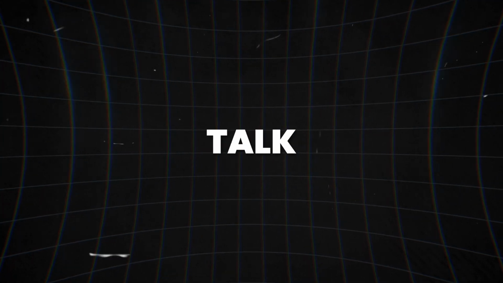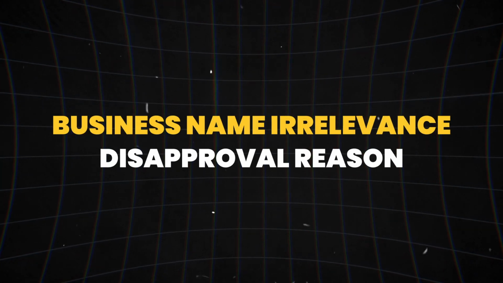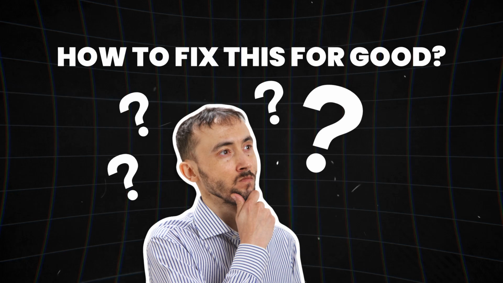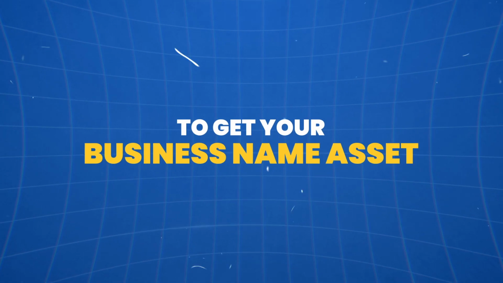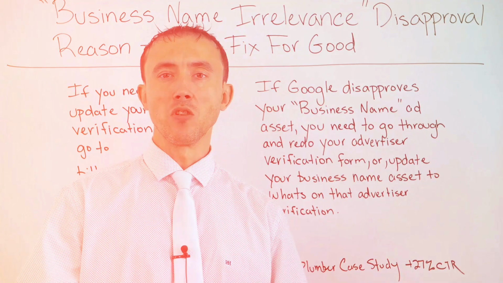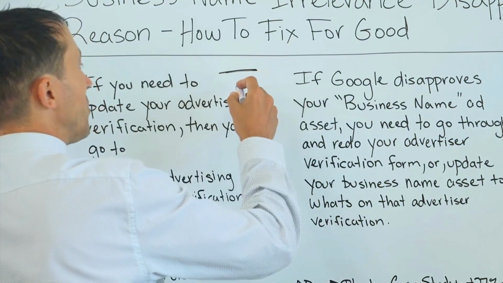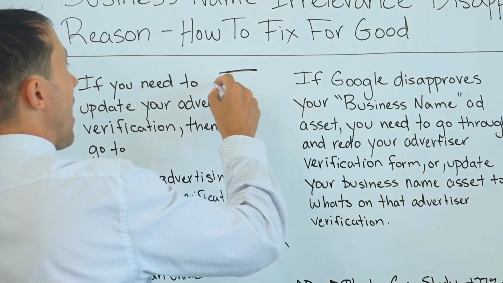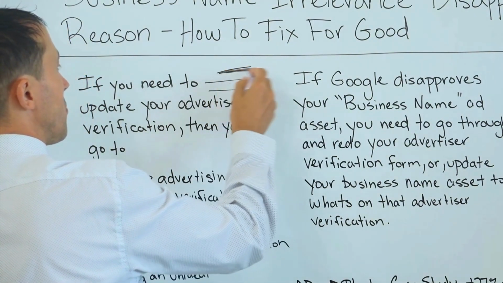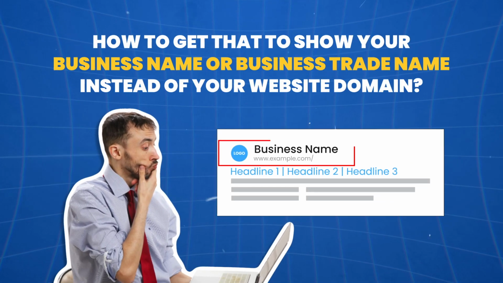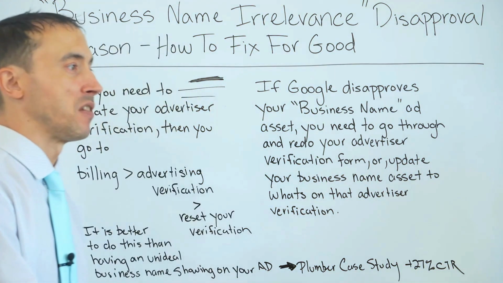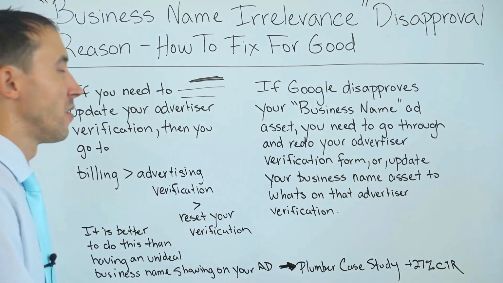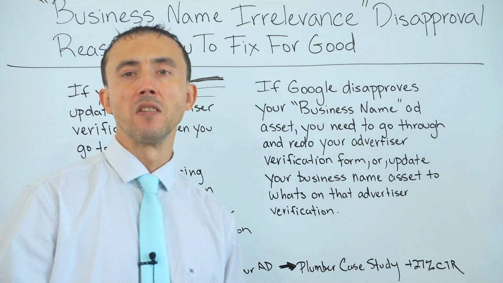Okay, today's video, we're going to talk about business name irrelevance, disapproval reason, and how to fix this for good. So it's finally gone. You don't have to deal with it. This is an easy solution, you guys, or fairly easy, to get your business name asset, which is where your website domain name is sitting on your ad. Whereas this is a headline, here's the description, here's your business name. How to get that to show your business name or your business trade name instead of your website domain. You've got to have the business name asset going and approved for your business.